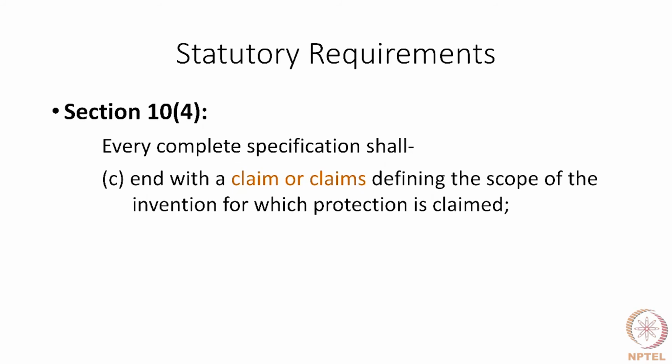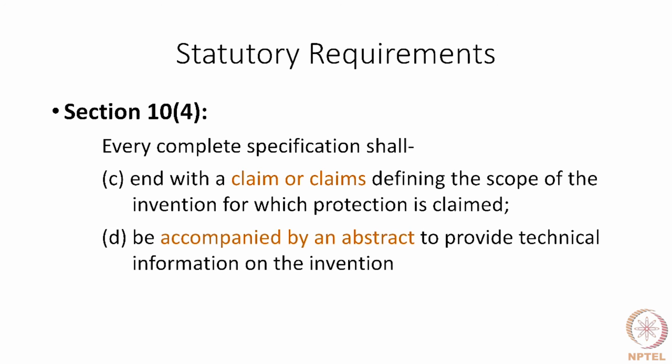Section 10.4 further continues and it says the complete specification shall end with claim or claims defining the scope of the invention for which protection is claimed. We had covered this in our earlier lectures. It shall also be accompanied by an abstract to provide technical information on the invention. So we saw many things propping up. We saw the invention has to be described. We saw a requirement that the title has to be mentioned. Now we see claims coming up, and we saw the best method as a requirement, and now we have the abstract. So there has to be an abstract.